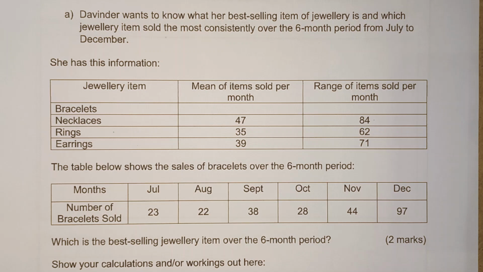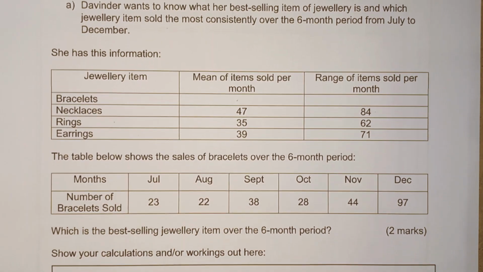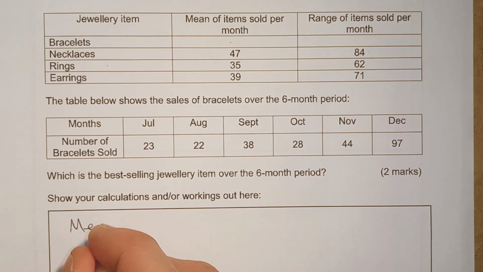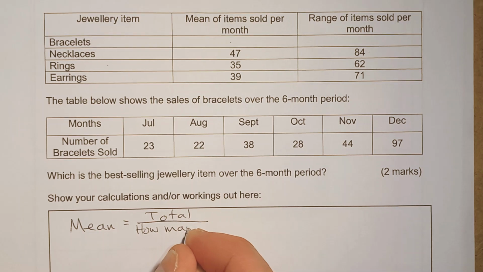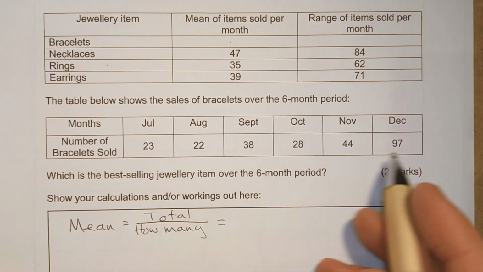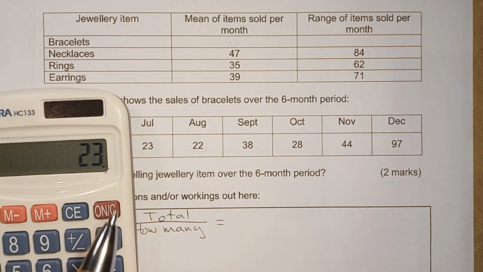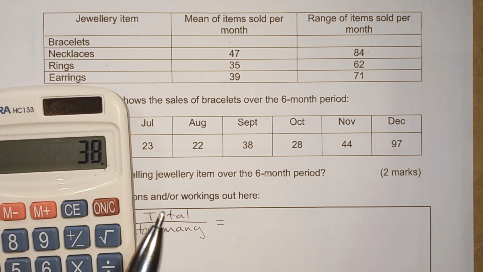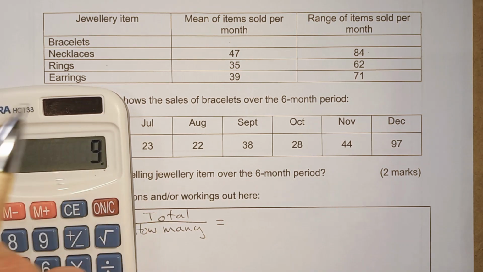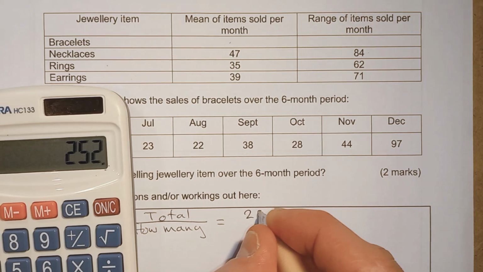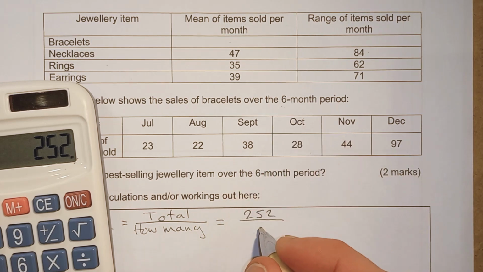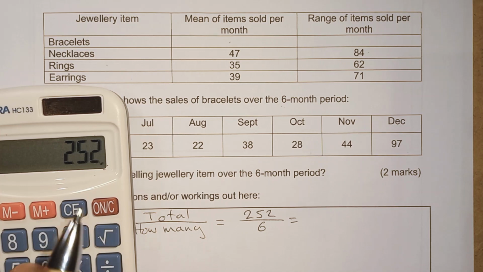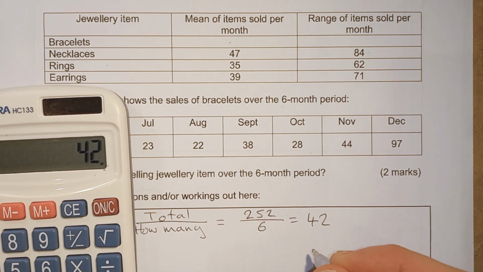Okay, well, the first thing we need to do is to work out our values for bracelets. So if we want to work out the mean, we're going to say, well, the mean is the total divided by how many? Right, so our total is going to be 23 plus 22 plus 38 plus 28 plus 44 plus 97, which gives a total of 252. And how many months were there? 1, 2, 3, 4, 5, 6. In fact, they've told us it's 6. So 252 divided by 6 gives us 42.